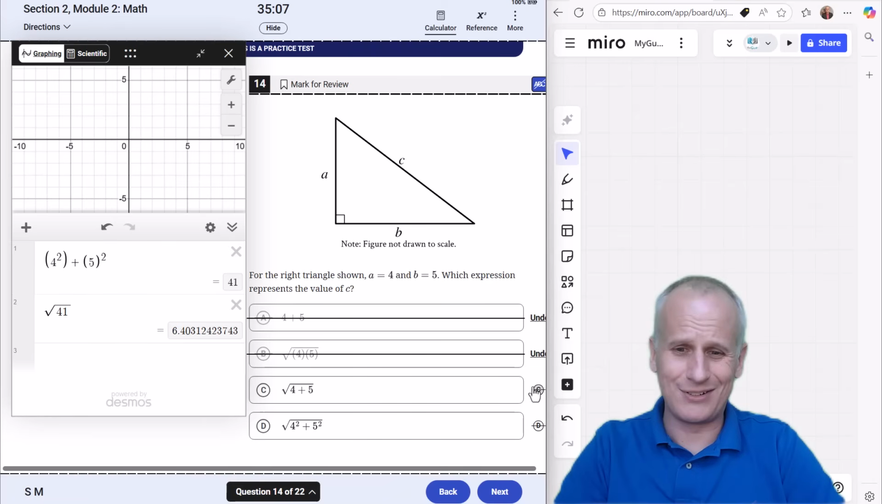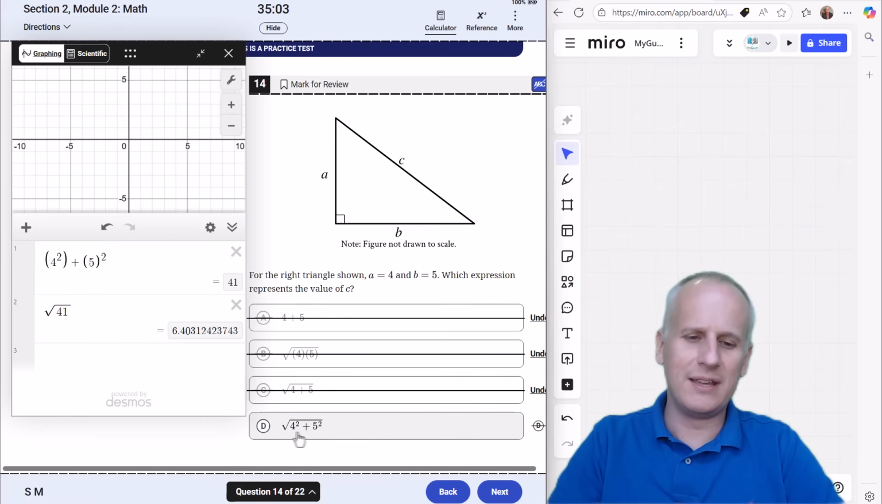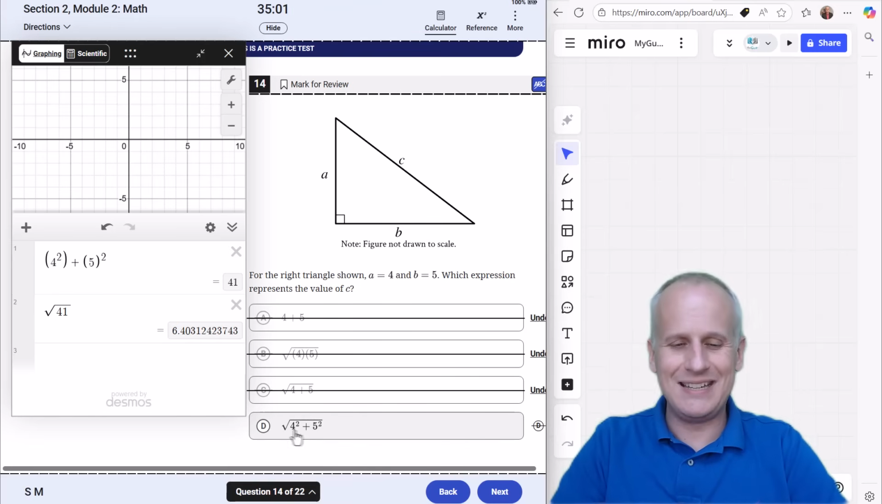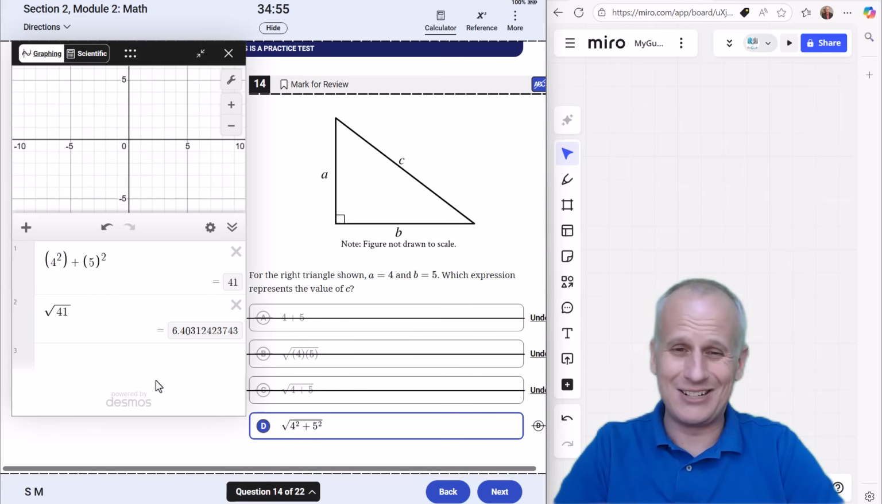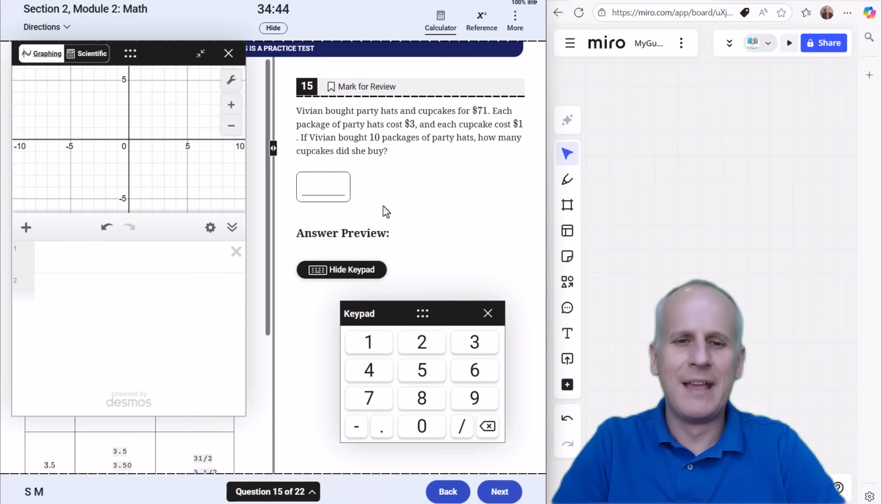Of course, it's geometry, so you're not going to have a negative, but we can eliminate C for that reason. And then, and only then, we get to choice D. 4 squared is 16. 16 plus 5 squared, or 25, is going to give me my square root of 41. We didn't even have to draw it. You don't want to draw generally unless it's absolutely necessary. And you could just use the Pythagorean theorem all within the calculator to work through something like number 14.